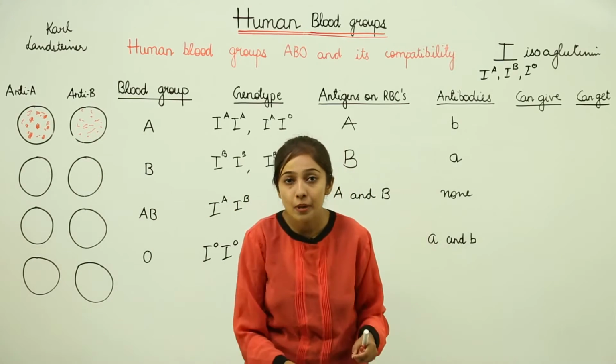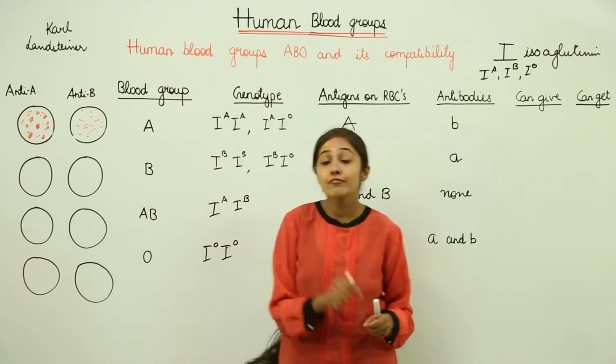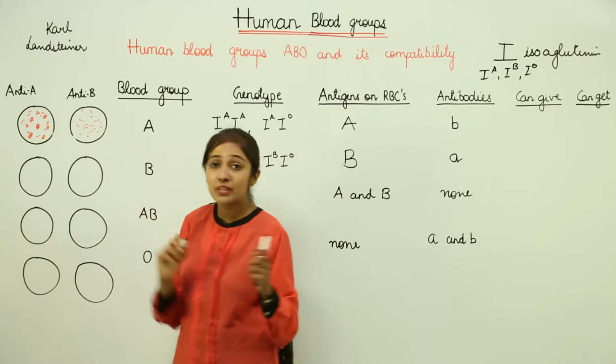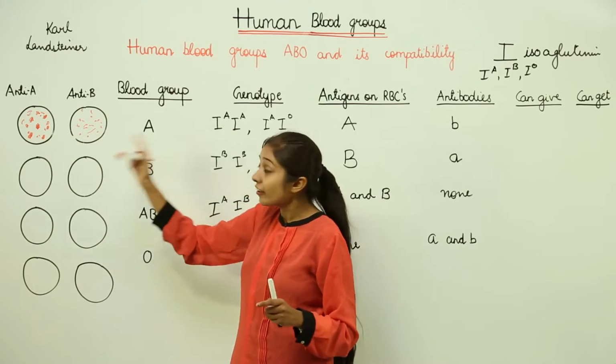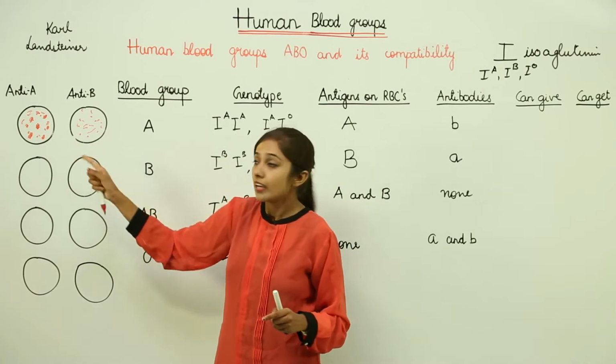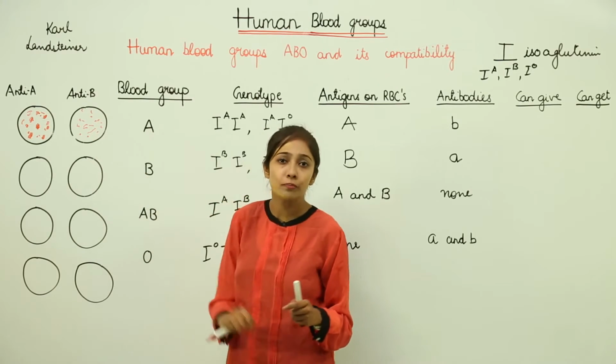We take that serum and we're going to put what? We're going to put the blood sample, and if it shows coagulation with anti-A serum, it means the blood group is A. And remember, you also have to check whether it is showing coagulation with anti-B serum or not. If it is not showing coagulation with anti-B serum, it means it is definitely blood group A.